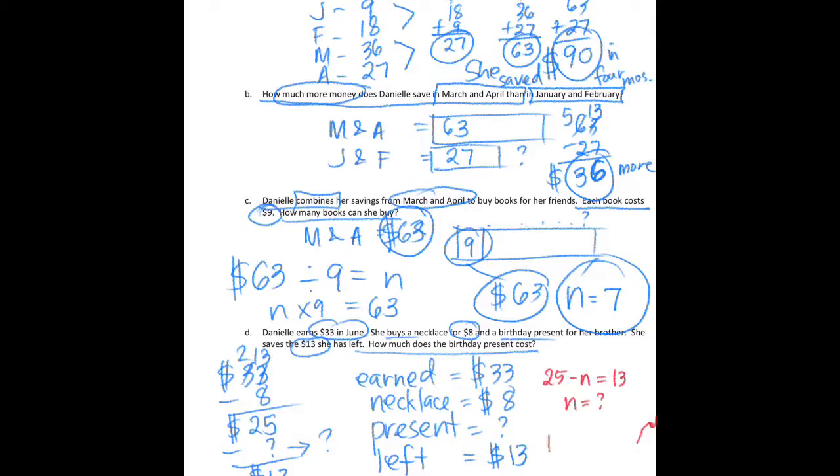Let's subtract by using also our tape diagram. 13 plus n is 25. And so my answer is 25 minus 13 is 12. So the birthday present costs $12.